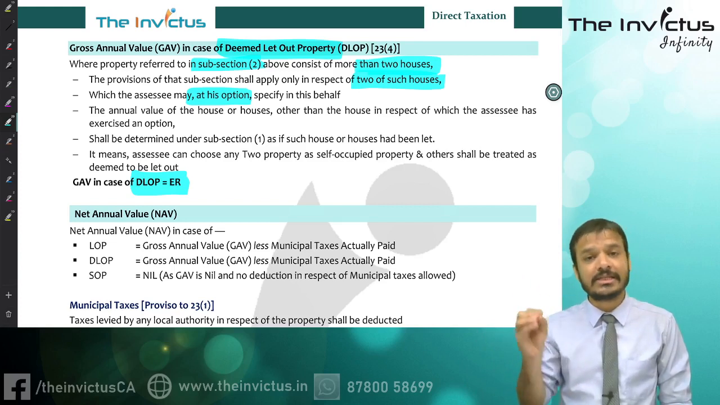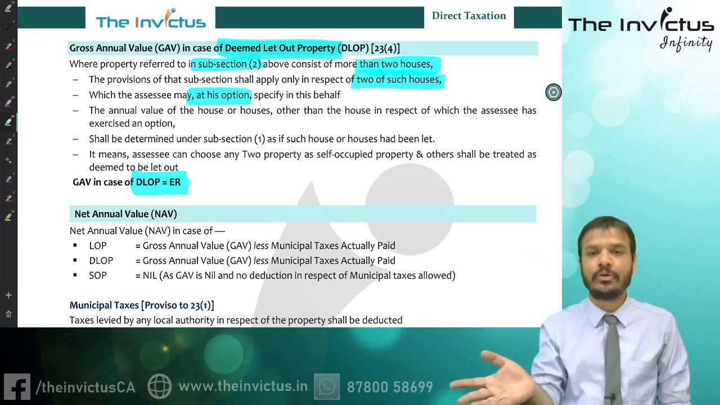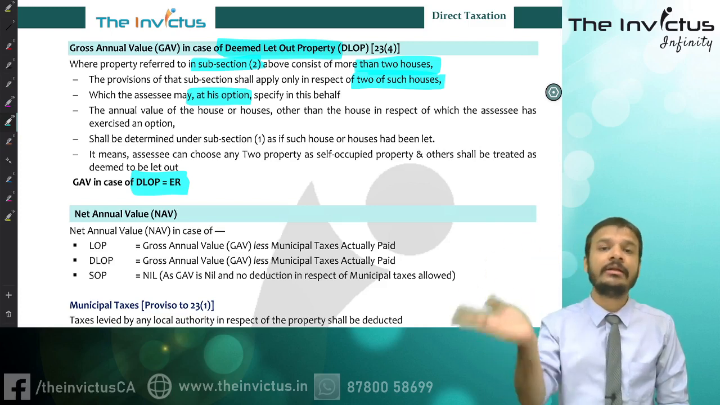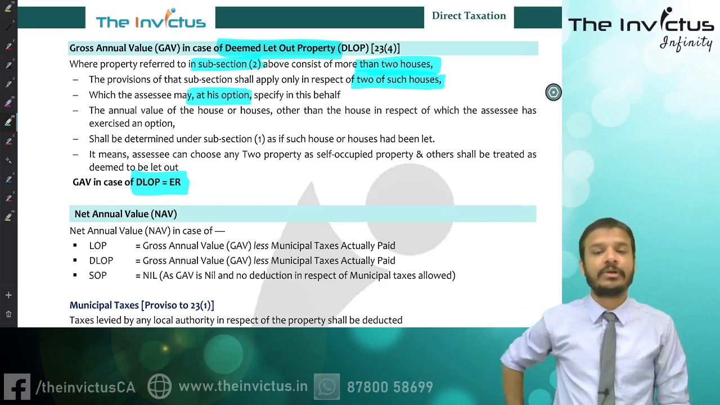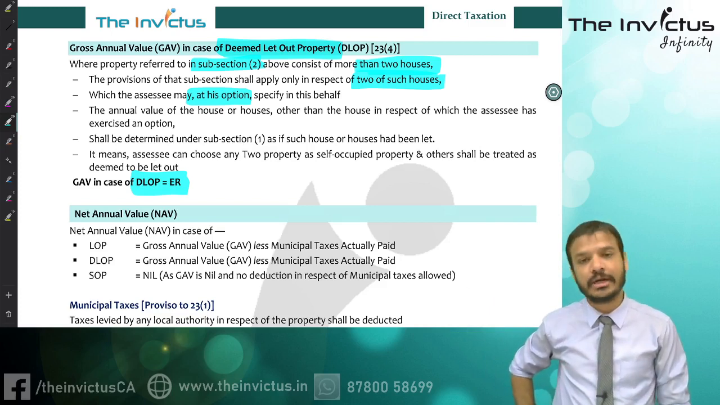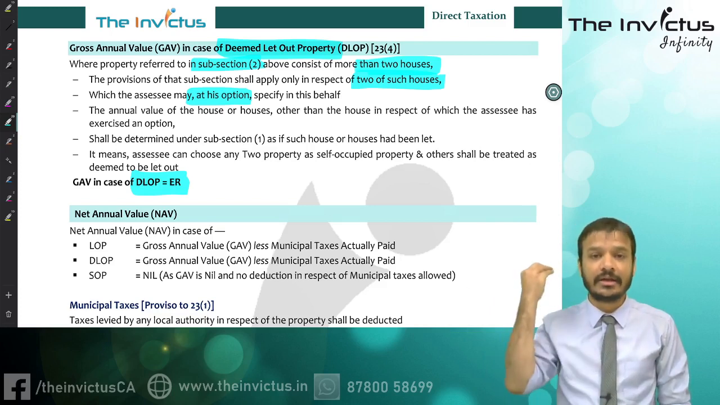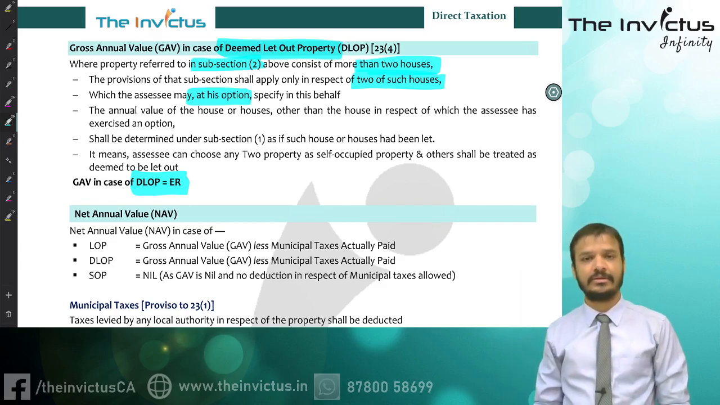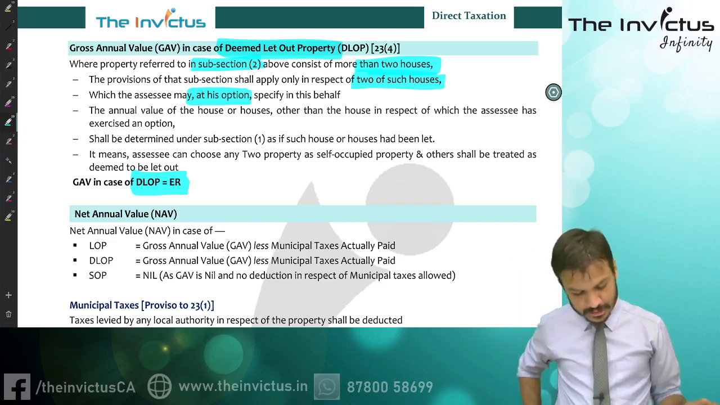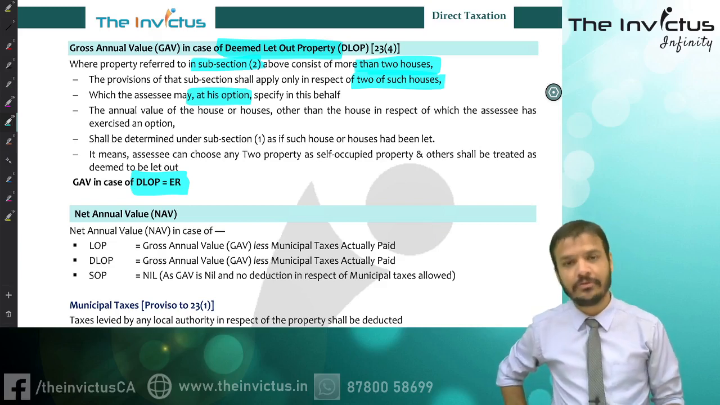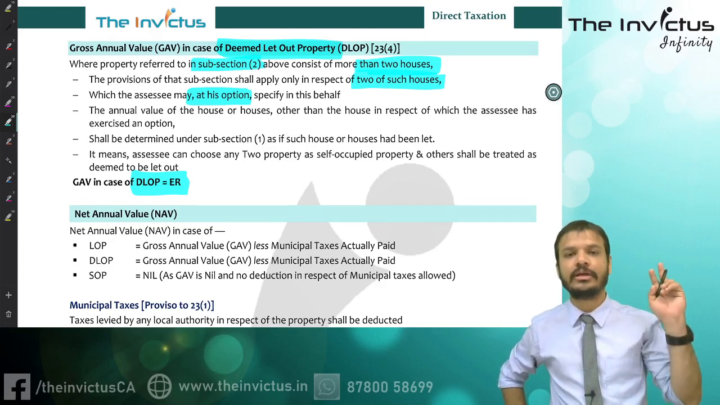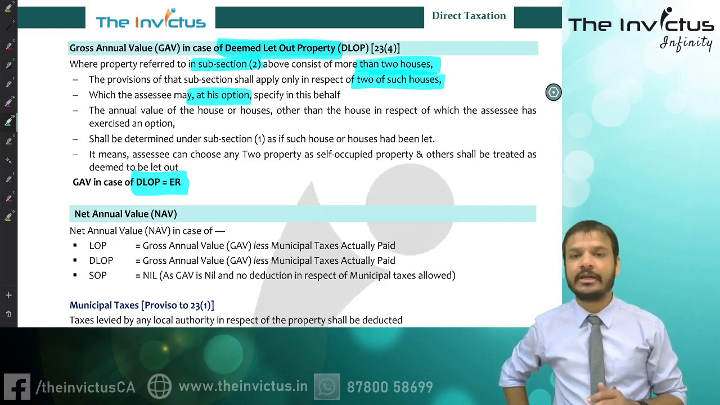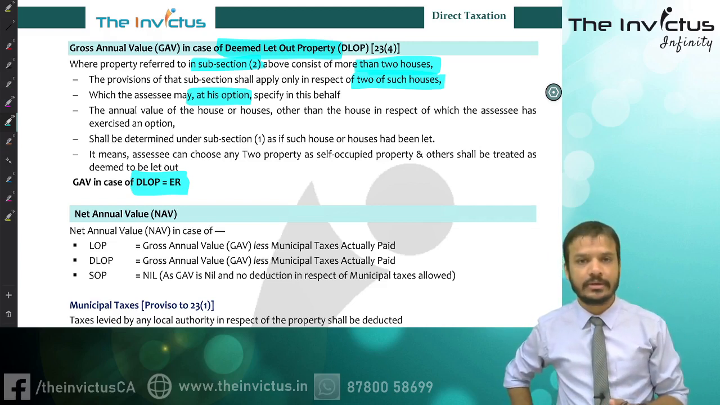Even if the assessee is not actually using it for his own residential purpose, and it is not actually let out, the assessee can declare that property as a deemed let out property, or he can declare that property as self-occupied property. Correct? So it is an option with the assessee which 2 houses he wants to declare as self-occupied property, and the remaining houses will automatically be deemed let out property.